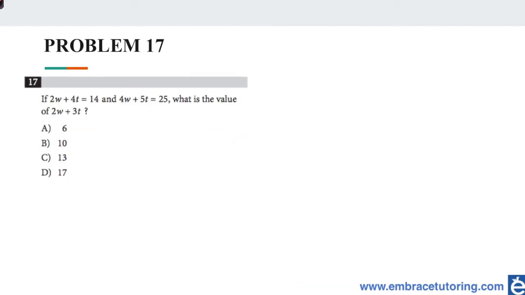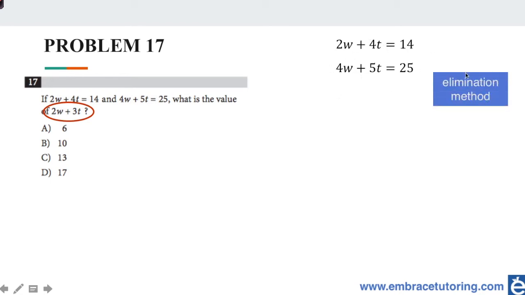Problem 17 states, if 2w plus 4t equals 14 and 4w plus 5t equals 25, what is the value of 2w plus 3t? I notice immediately that I have two separate equations, so this is a standard systems of equations problem. I can either do the elimination method or the substitution method. Because I have coefficients out in front of all of these variables, I'm generally going to lean more towards the elimination method and finding a common multiple.